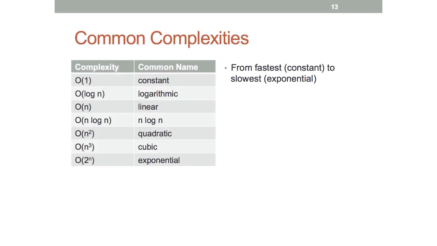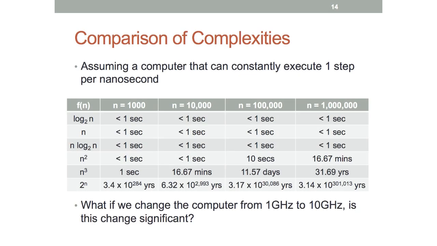Here's a list of common complexities ranging from fastest to slowest. All of them are relative to n, except for the first. Constant running time means the algorithm has the same cost regardless of the size of the input. Let's add some technological factors to see their differences. Let's assume that we have a computer that can constantly execute one step per nanosecond.